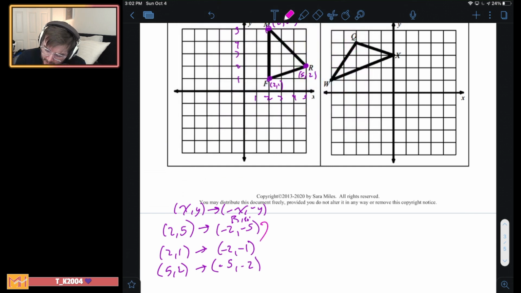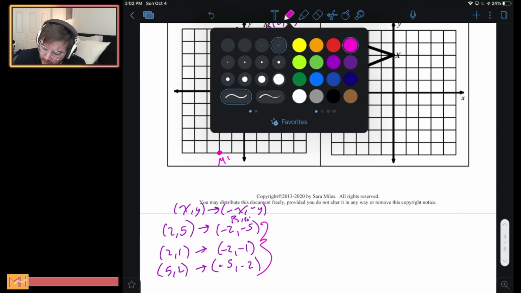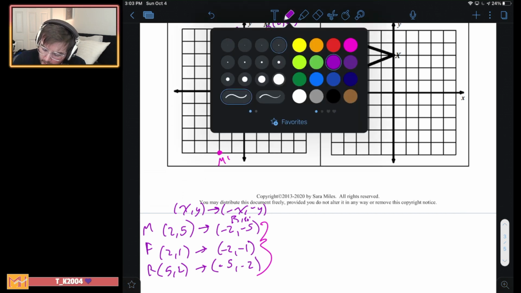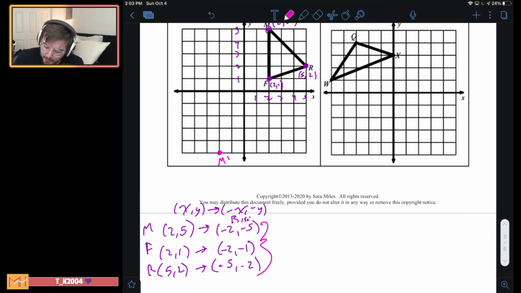Let's plot these guys. Negative 2, 1, 2, 3, 4. Negative 5. So that's M prime. Because how do I know that's M? Because I went M, F, R here. So the first one's M prime. Negative 2, negative 1, that's F prime. And negative 1, 2, 3, 4, 5, negative 2 is R prime.